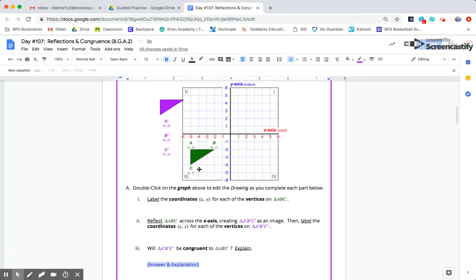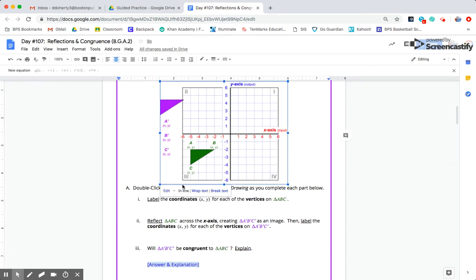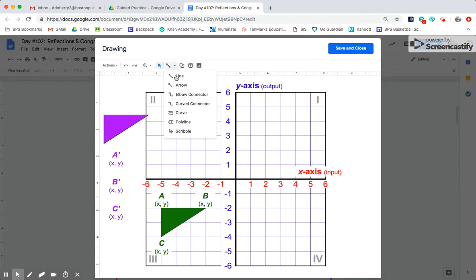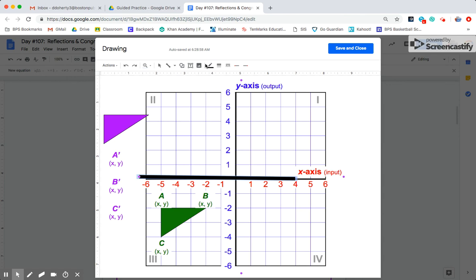So the key for reflections is to identify your reflection line. In this case, it's the x-axis. So I'm going to go ahead and draw in a quick red line here that just goes right over the x-axis. This line is showing us, not perfectly straight, so bear with me, what our reflection line is going to be. This dotted line is what we're going to be reflecting the green triangle across.